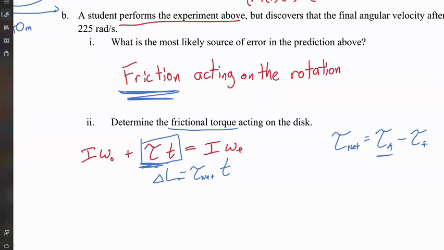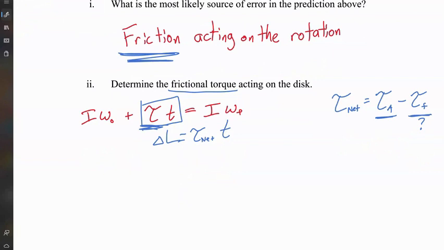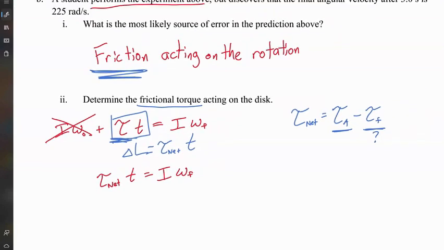We know this, we don't know this. Basically, I'm going to take this whole situation and find the net torque. Once we have that, since we know our torque applied, we can use it to find our torque of friction. All right, we know our omega initial is at rest, so there's nothing there. So now we'll say our net torque times our time is equal to I omega final. Our net torque is now our unknown, because the frictional torque is involved here.